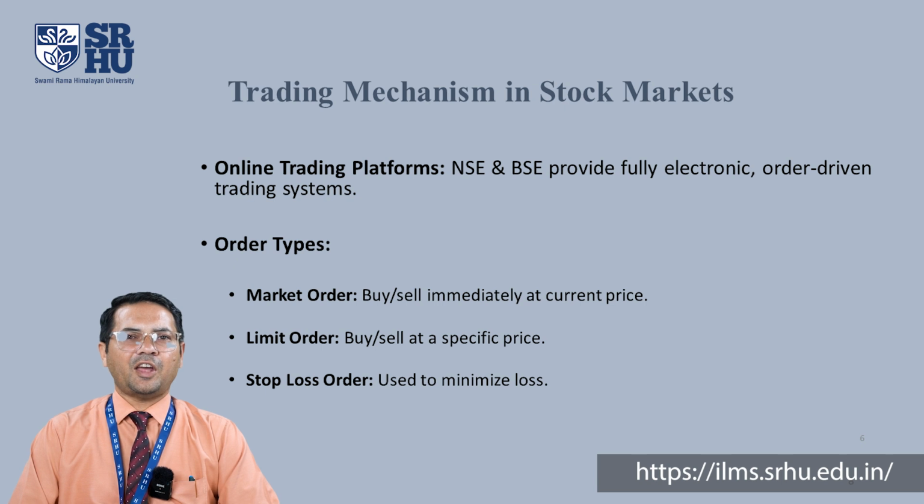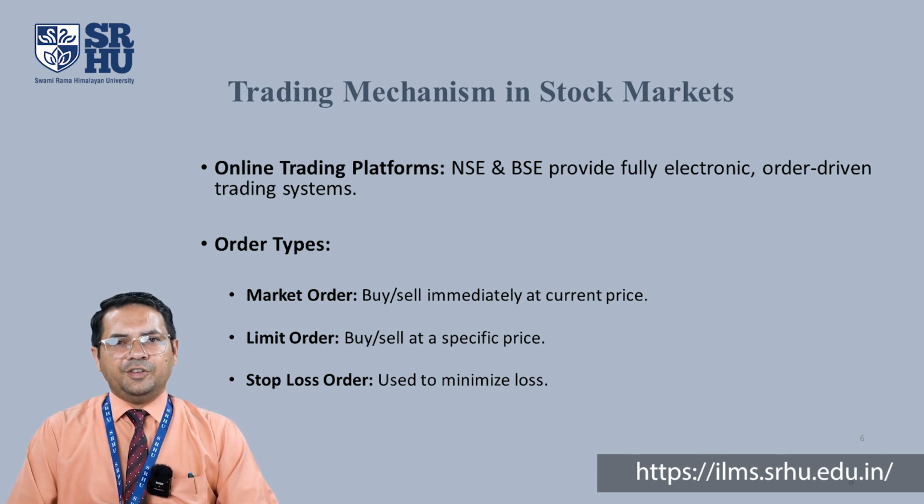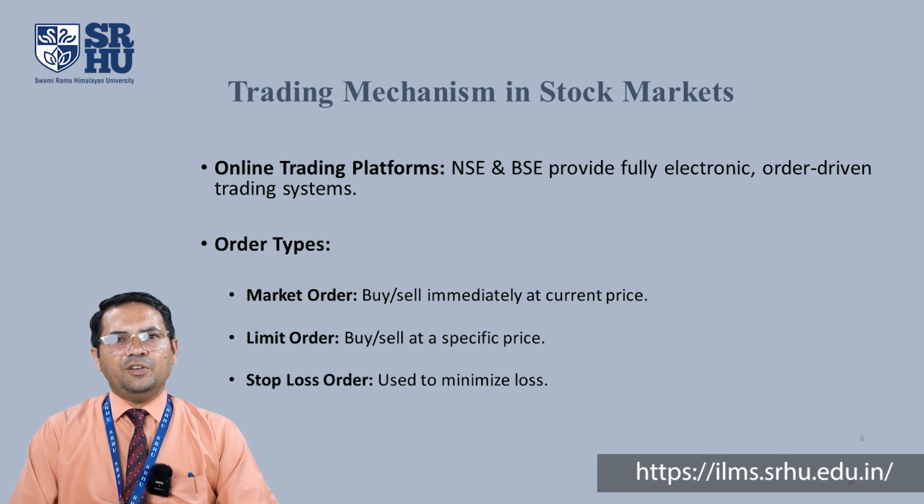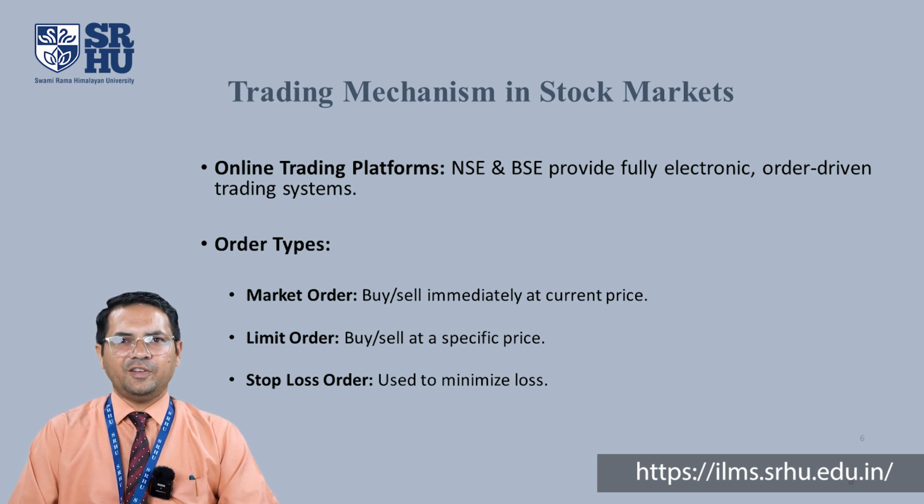The second type of order is a limit order. What is a limit order? In this type of order, you can specify the price at which you want to buy or sell a particular scrip or share. The trade will only execute if the market reaches that particular price. That means if you say you want to buy a particular share at such and such price, it will take place when the market comes to that price.